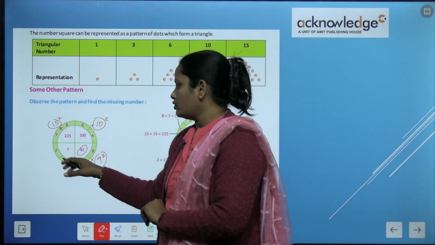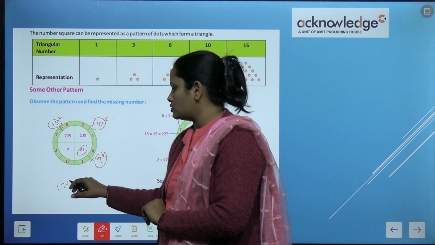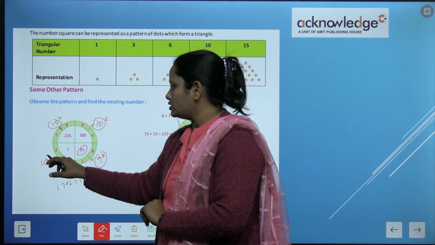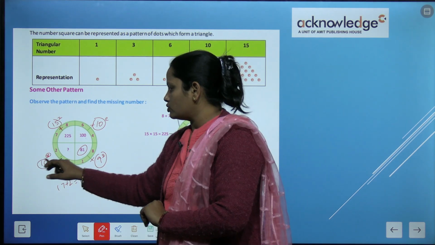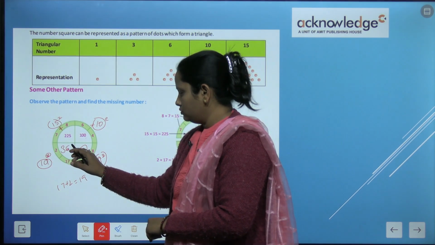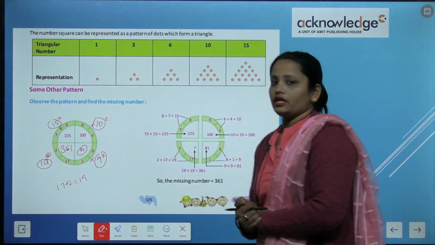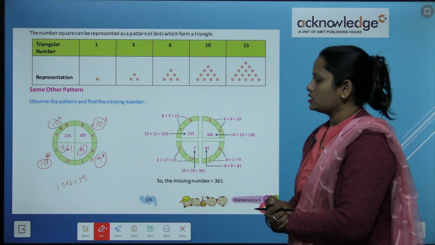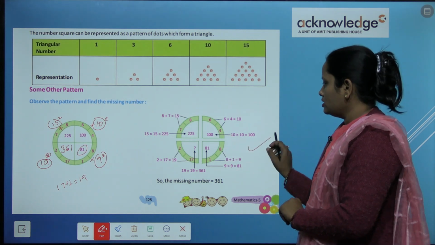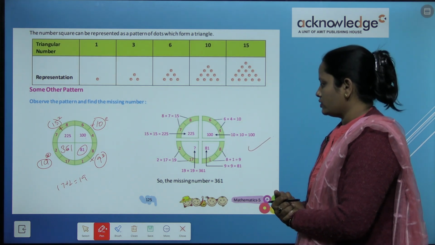So here also we have to add these two numbers, 17 plus 2, which is 19. Ab 19 ka square we are going to write here. So here we will get 361. So this is our answer. Here you can see it's done, it's written here.